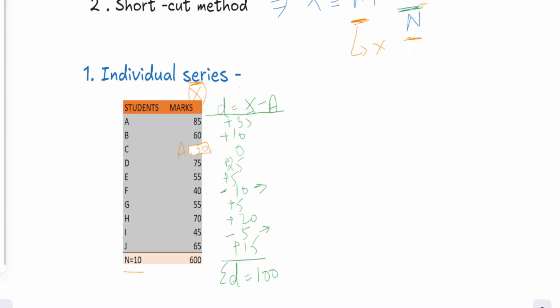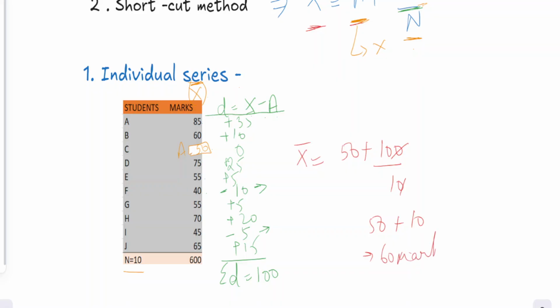Now how do you put these values in the formula? Our formula is mean x bar equals a plus summation d by n. Then your mean value will be a, your assumed value which is 50, plus summation d which is 100 as we have calculated, and the value for n is 10. When you cancel it, it becomes 50 plus 10, that is 60.